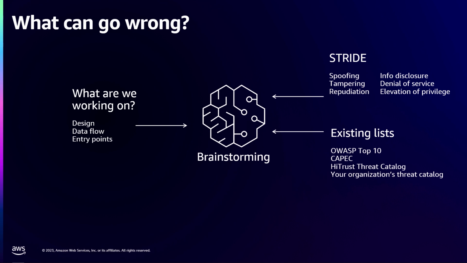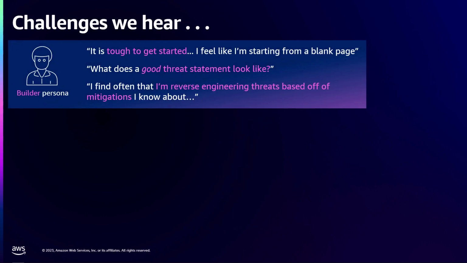You may also look at existing lists out there to help aid your brainstorming, like the OWASP Top 10, which is a broad consensus of the top 10 most critical security issues facing web applications. And the goal is to come up with threat statements, things that can go wrong. But we hear challenges from our builder personas, such as software developers, that they feel like they're starting from a blank page. They're not even sure what a good threat statement looks like. And we often observe the anti-pattern of coming up with threats by reverse engineering from mitigations people have already thought about, which effectively means we're not solving any additional threats. We're just providing justification for the mitigations we've thought about.